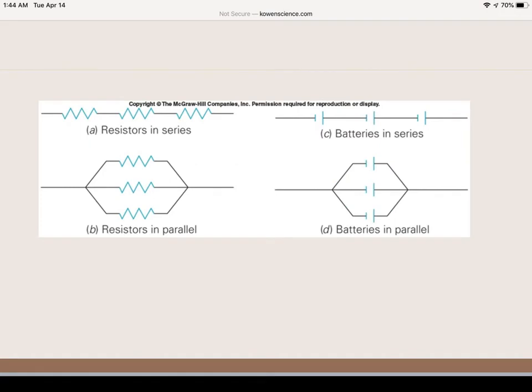If a problem discusses resistors that are in parallel or in series, so that you can see what they look like, here we have batteries that are in parallel. Here we have resistors that are in parallel. Here we have resistors that are in series. And here we have batteries in series. So you can get a visualization as the problem is discussing what is in parallel and what is in series.